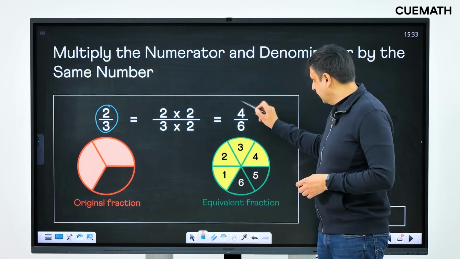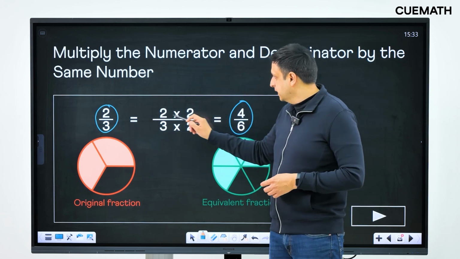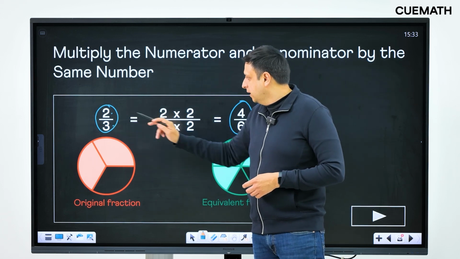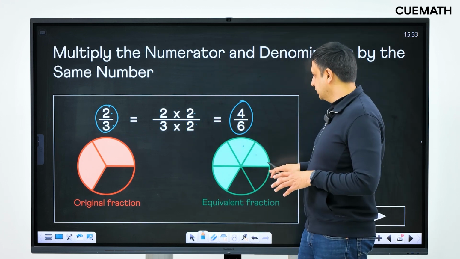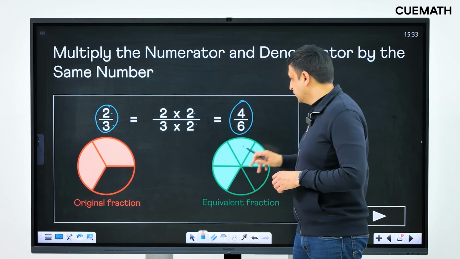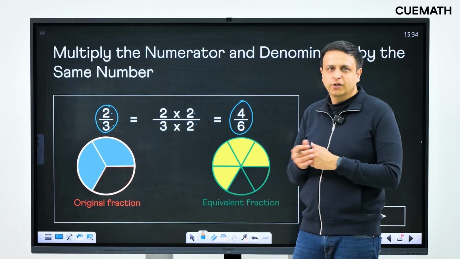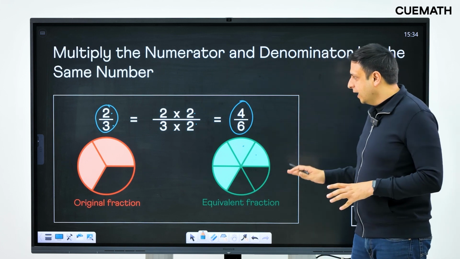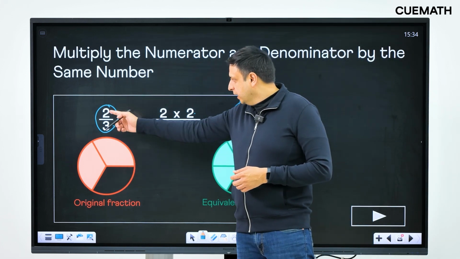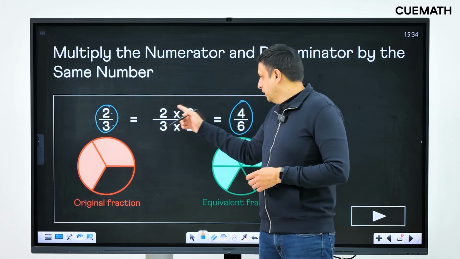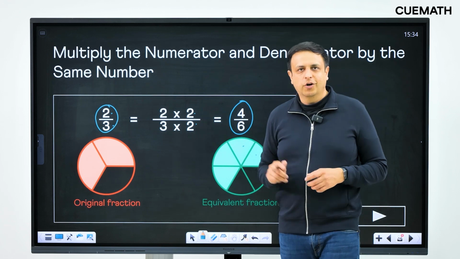So this is the fraction 4 over 6, and we can get from 2 over 3 to 4 over 6 by multiplying both the numerator and the denominator by 2 like this. We can clearly see from the picture that these two fractions are equivalent because the shaded part represents the same portion of the whole. So that's the key idea here. To generate an equivalent fraction of a given fraction, you can multiply the numerator and denominator by the same number to get another fraction that is equivalent to the original fraction.